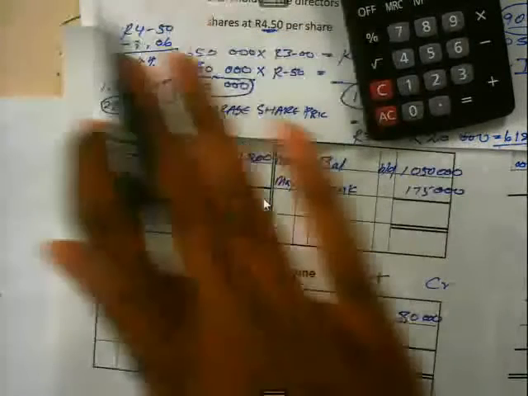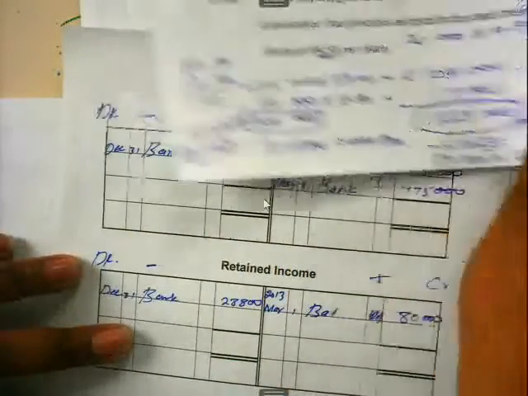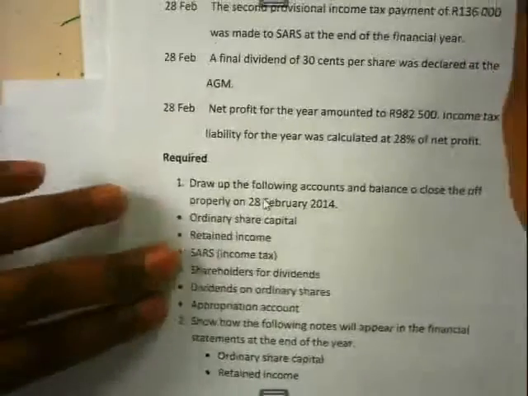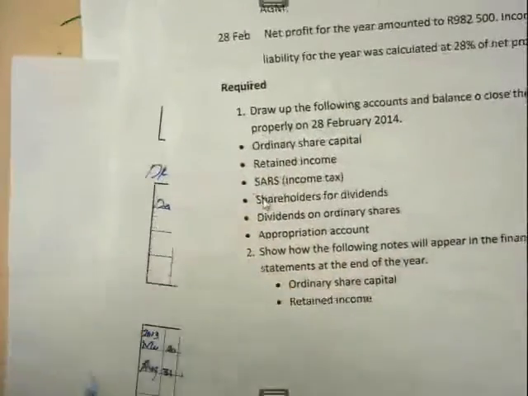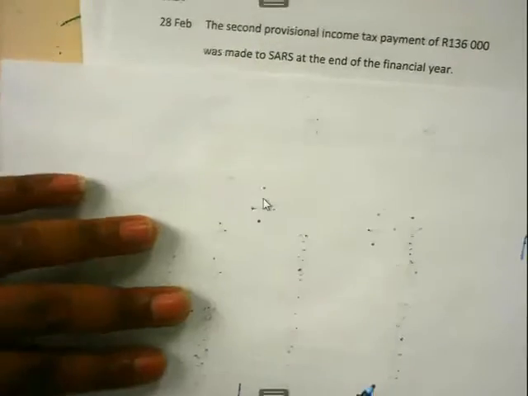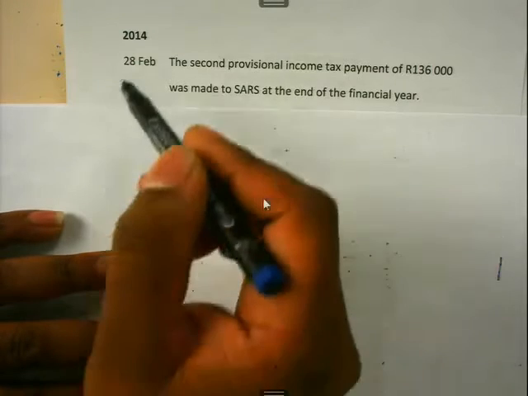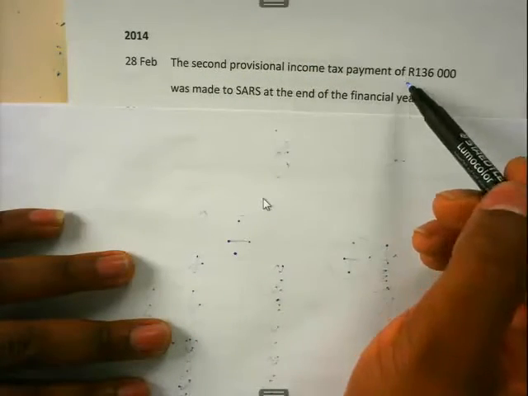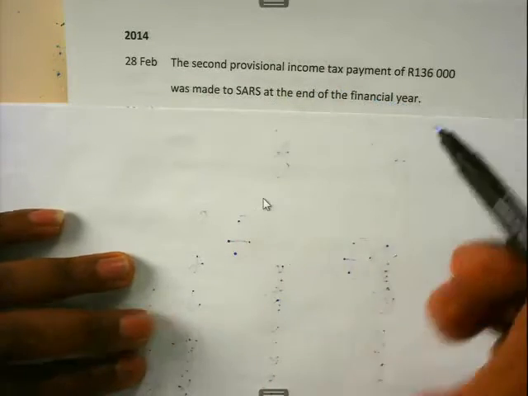Now, these are the transactions that happened during the year. Now, we come to the transactions that happened at the end of the year. On 28 February, that is at the end of the year, the second provisional income tax payment of 156,000 was made to SARS at the end of the financial year.